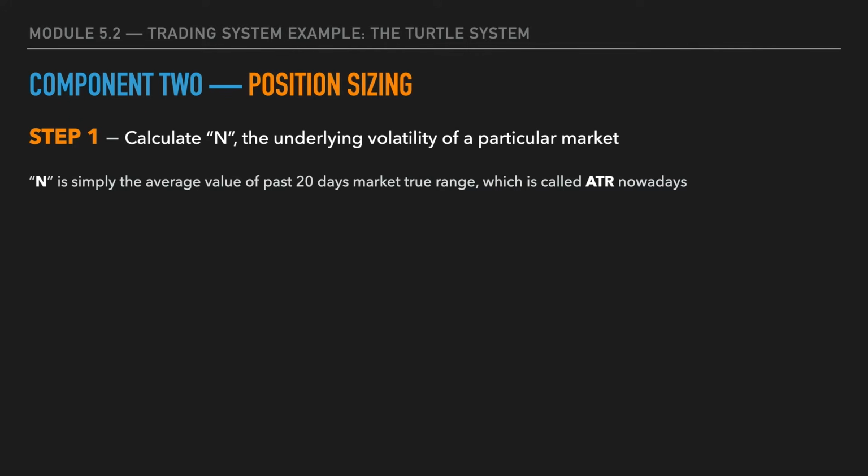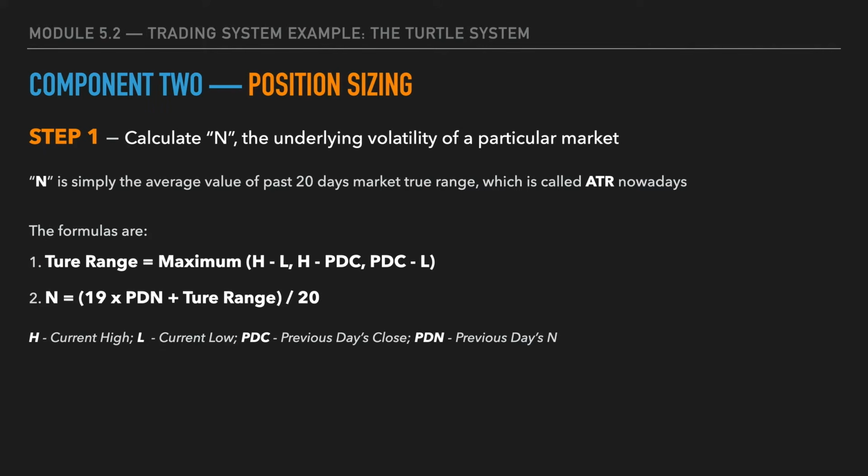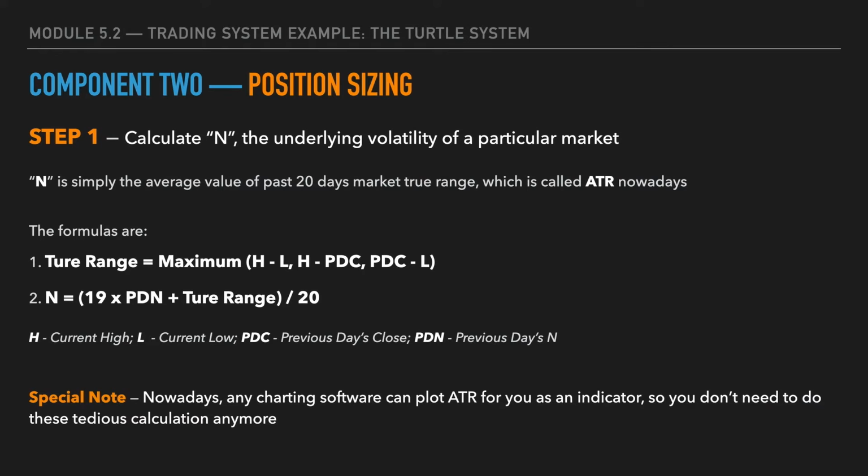We actually mentioned the average true range in previous tutorials. Here's the calculation of N, the 20-day average true range. I will not go into the details of these formulas because nowadays any charting software can easily plot an ATR chart for you as an indicator. So you don't have to do all this tedious calculation anymore.